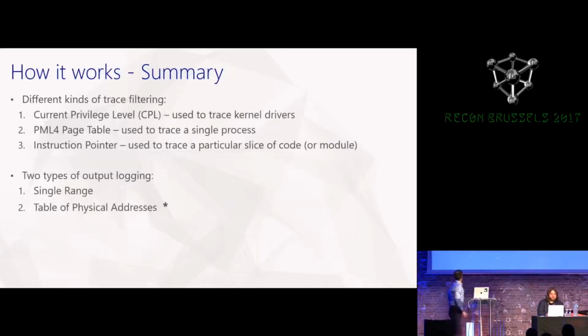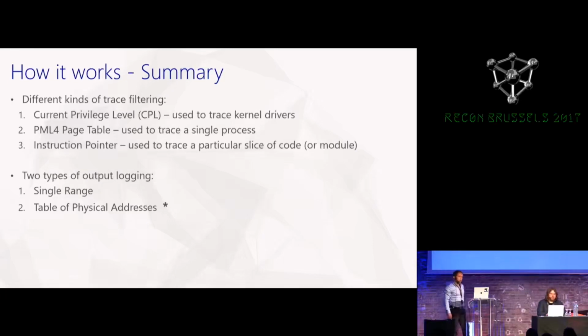Okay, even here, quite fast, how it works. The processor trace works in three modes. It can trace using three different kinds of filtering. The first is by current privilege level. I mean, you can differentiate between kernel mode software and user mode software.